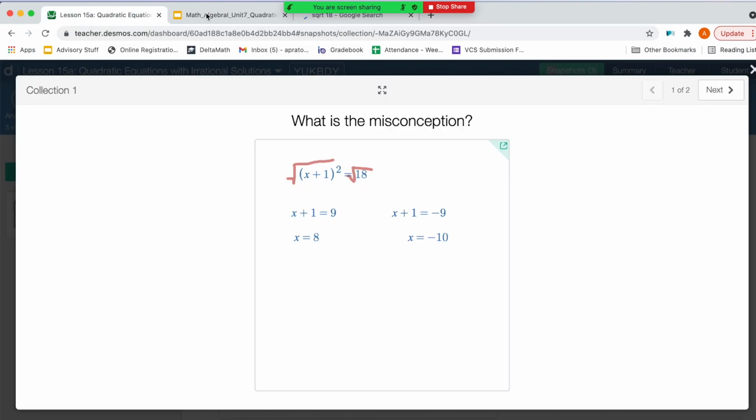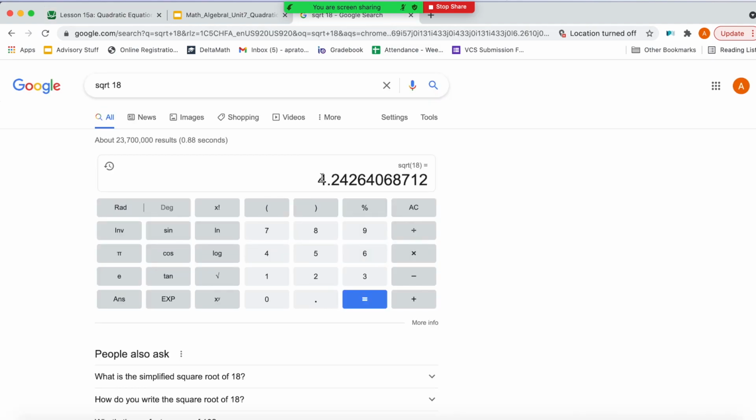Is there a calculator on here? No, I wish there was one right on the screen. But if we do the square root of 18 on a calculator, we get this really long number. And this number will actually go on forever because it's not an exact number. This is called an irrational number. There's no pattern: 2, 4, 2, 6, 4, 0, 6, 8, 7, 1, 2. You don't start to see any type of pattern. It goes on forever in this kind of crazy way. So that's how I like to tell students it's irrational. It doesn't make sense. We don't have any idea what number comes next unless the calculator shows us.